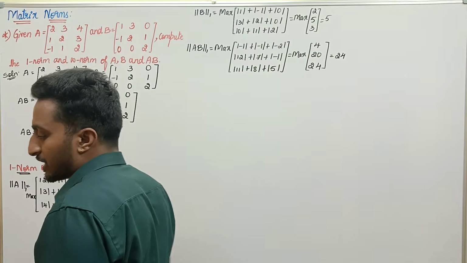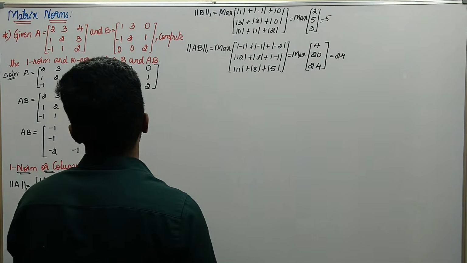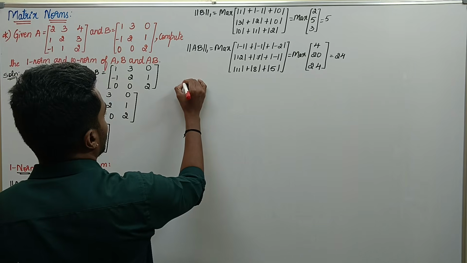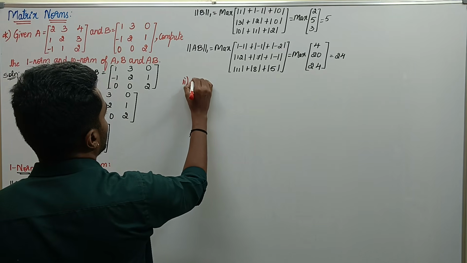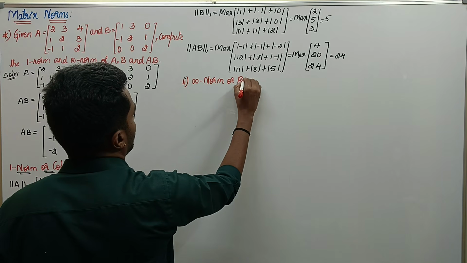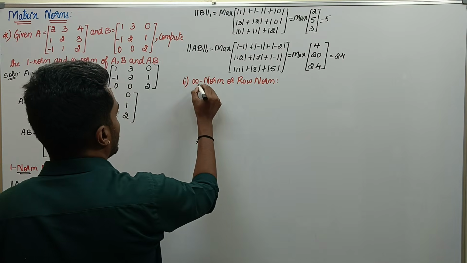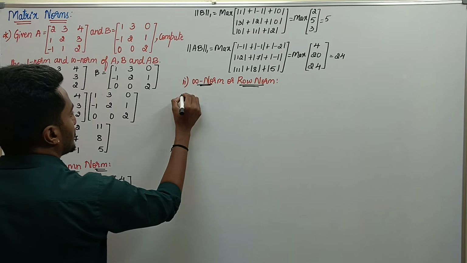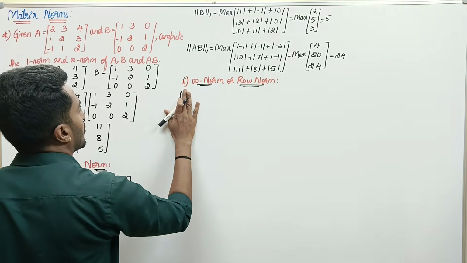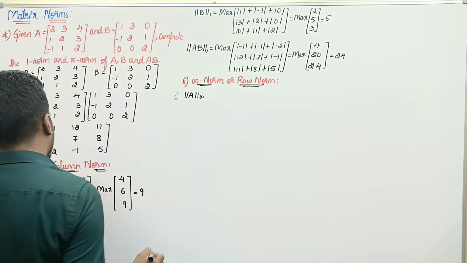This we represent as the one norm or the column norm, that is 9, 5 and 24. Next we are going to represent the infinity norm, or row norm. Just add row wise, that's it. First, norm A infinity. Now we have completed norm A1.